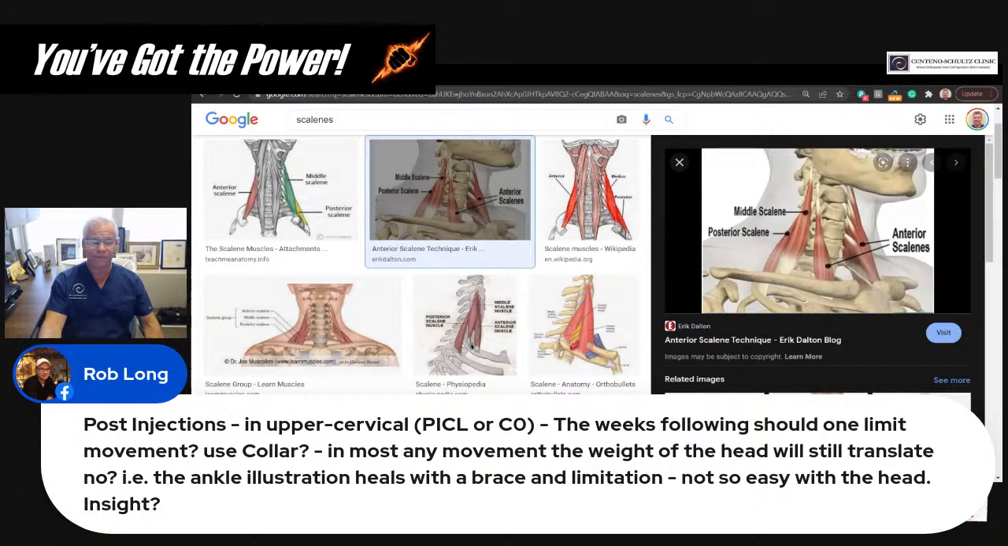So when push comes to shove, we try to keep people out of collars as much as possible. Now, we do have patients that use them on an intermittent basis when they're traveling, when they're in a car, that kind of stuff, and I think that's fine. Or if you want to use one for half an hour when your head feels particularly flared up, that's fine. But keeping someone in a collar while they heal post injection is not recommended for those reasons.